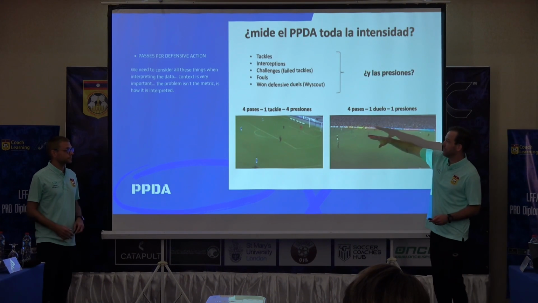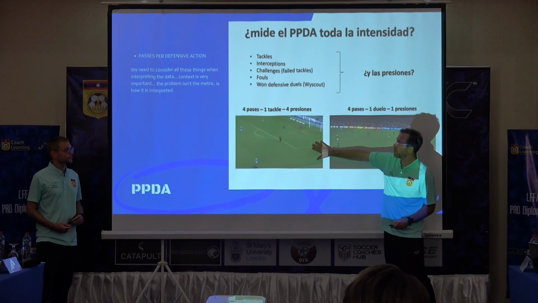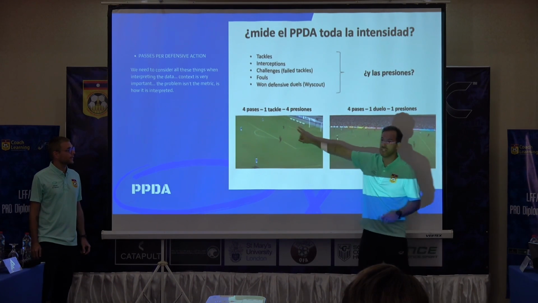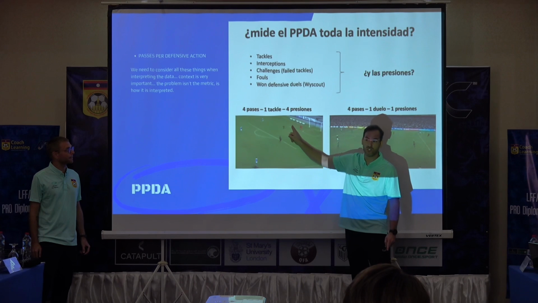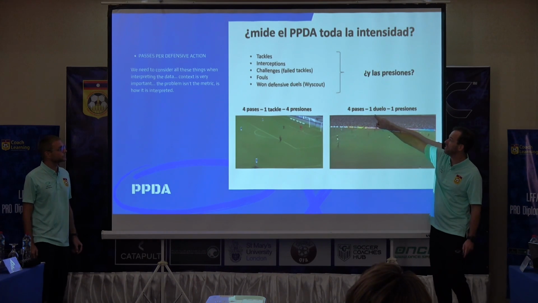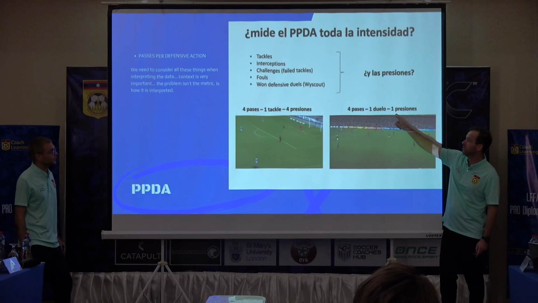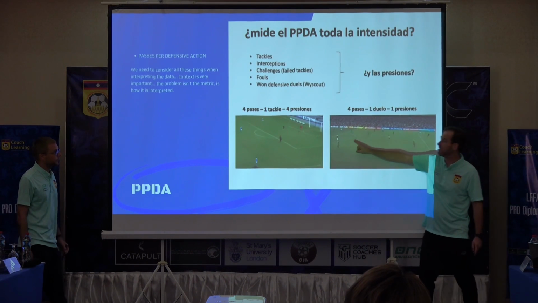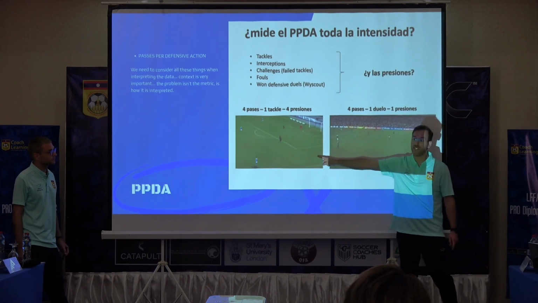And we are talking here, you can have 4 passes, 1 tackle, and 4 pressures, and it will measure only this, 1. And it was a super pressing team. Or you can have 4 passes, just 1 duel, 1 pressure, and it's the same. The value will be the same, but this team presses high.